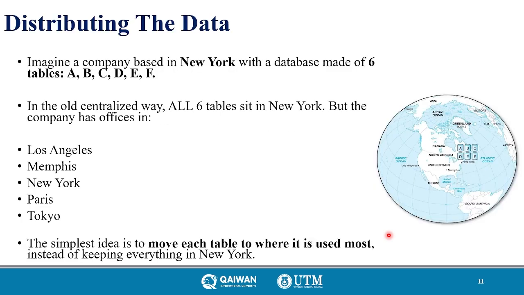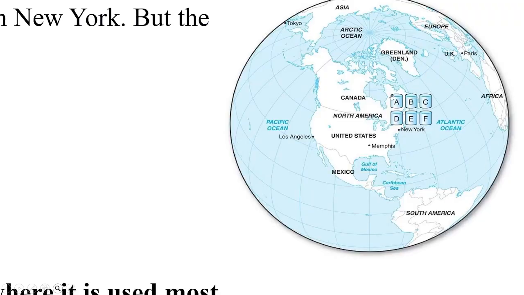Now, imagine a company based in New York with a database made of six tables, A, B, C, D, E, F. Here is New York, as we can see in here, and there are the tables A, B, C, D, E, F. All of them are in one place.